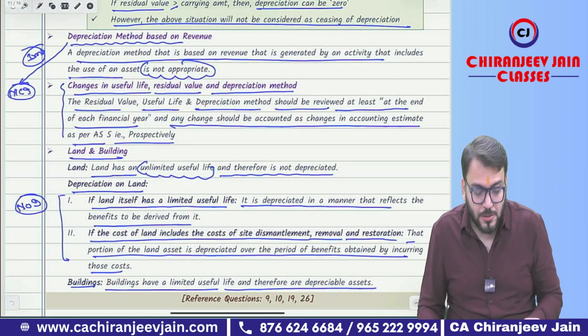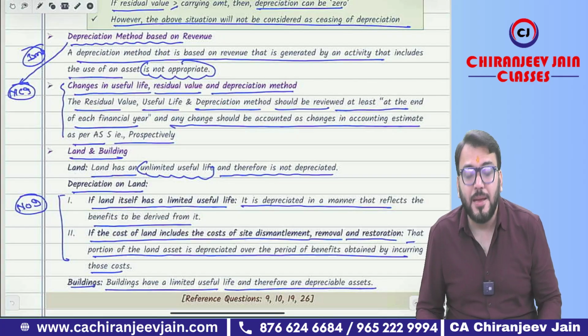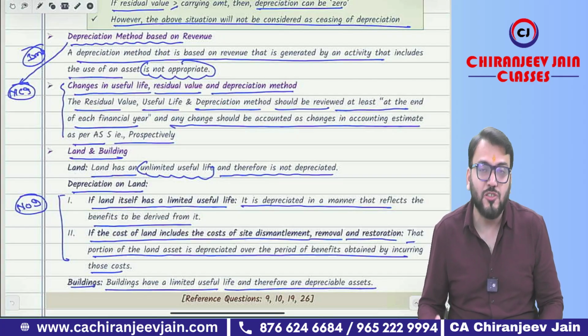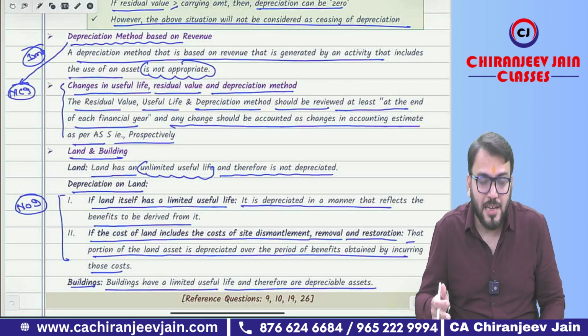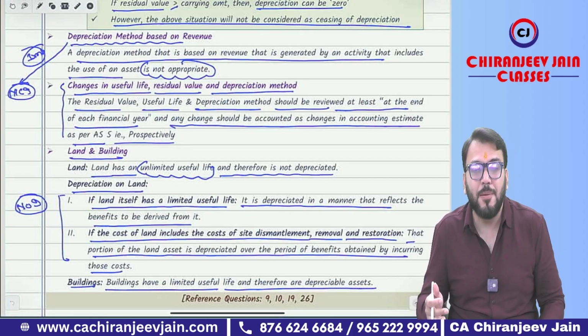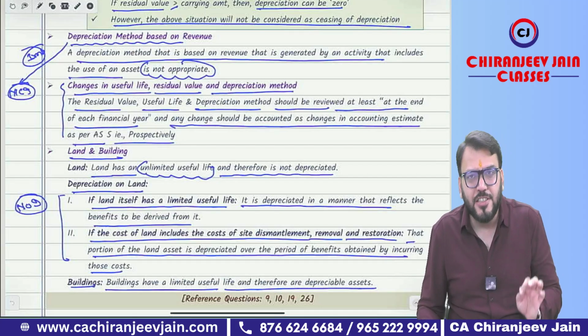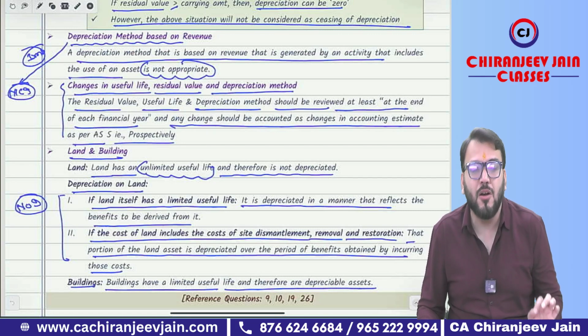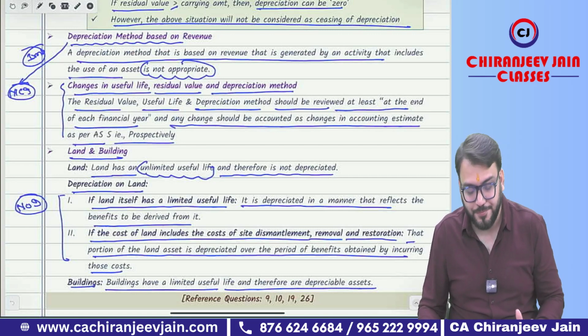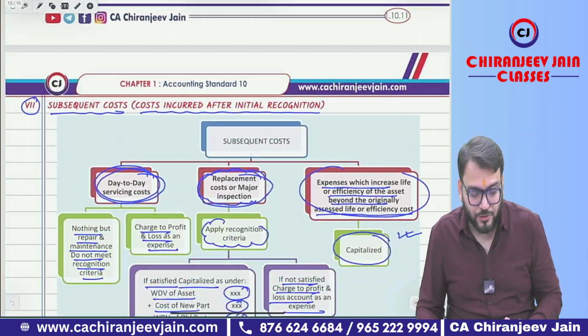Then coming to changes in the useful life, residual value and depreciation method, we should review the residual value, useful life and depreciation method at least at the end of each financial year. Any changes are changes in accounting estimate and will be accounted prospectively as per AS 5. Land and building, of course, you have understood.